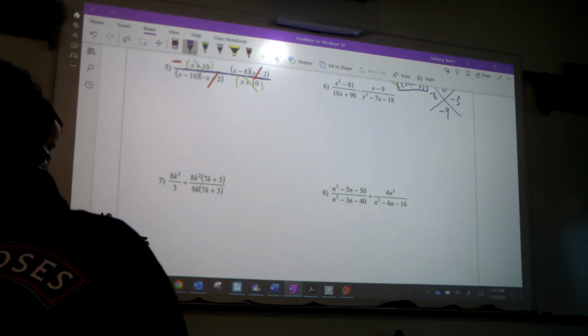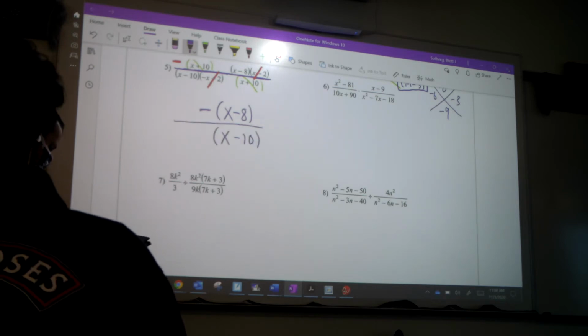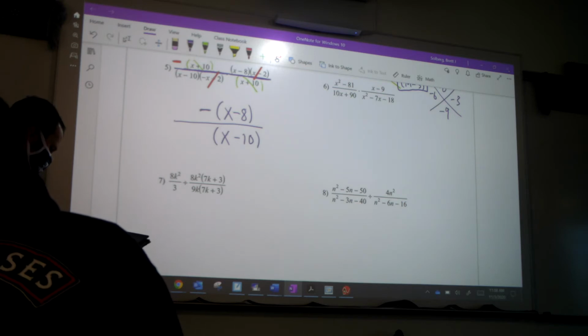So on this one, what's left over? Well, in the numerator we have the negative and then an x minus 8. And in the denominator we just had an x minus 10. And that's going to be your answer.